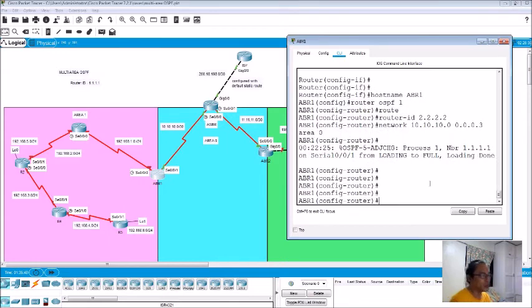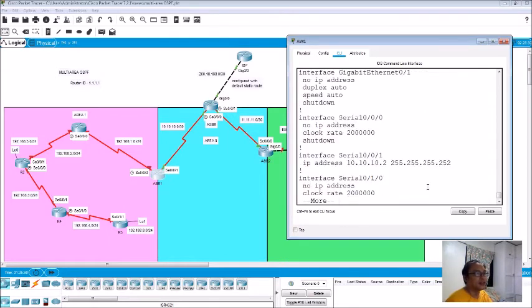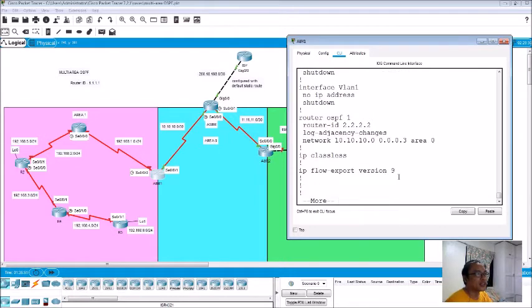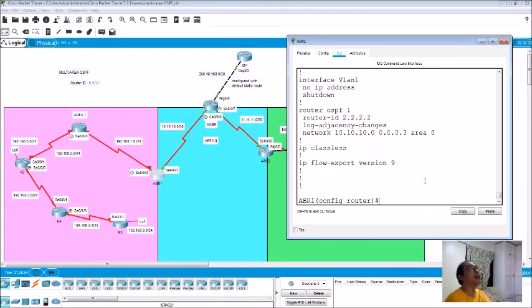Okay? So, do show run na to. Do show run. Okay, so everything is set up already. Look at that. So, na ko yung router ID, etc. Then, we will look at the IP route. Okay, the routing table. So, do show IP route.